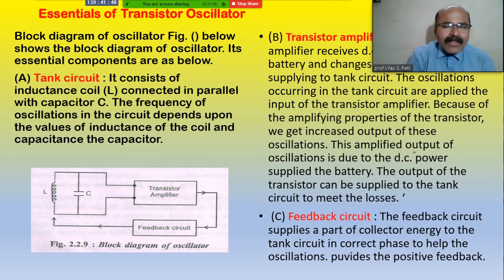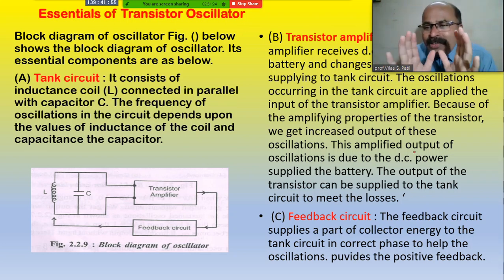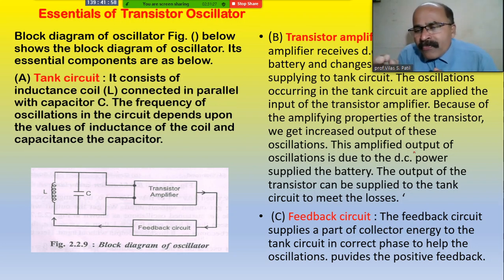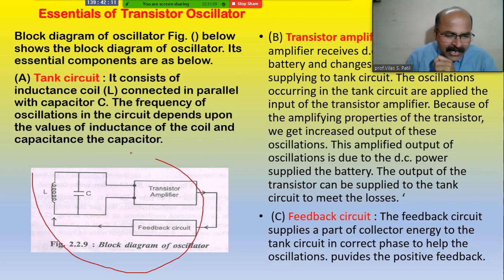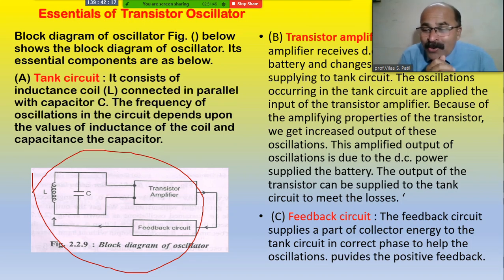It means an oscillator is not a single electronic component, but a combination. It is a block of a combination of different circuits. Then what are the essential parts of the transistor oscillator? Here is the block diagram of the oscillator, and in this block diagram we see the essential parts of the oscillator.